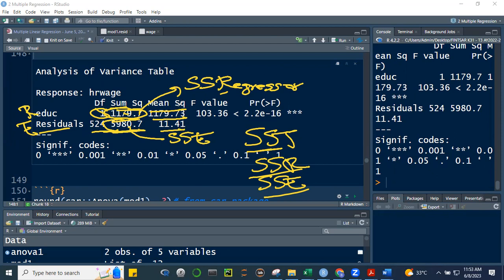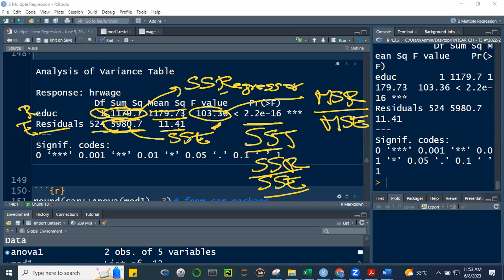Once you get your MSR, mean square of the regression, divided by MSE, mean square of the error, you can now compute for your F value. Your F value is simply the mean square of your regression divided by the mean square of the error term or residuals. If you divide 1179.73 by 11.41, you get your F value, 103.3. And from here you can compute for your P value.